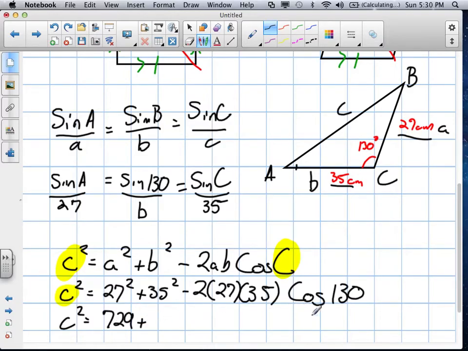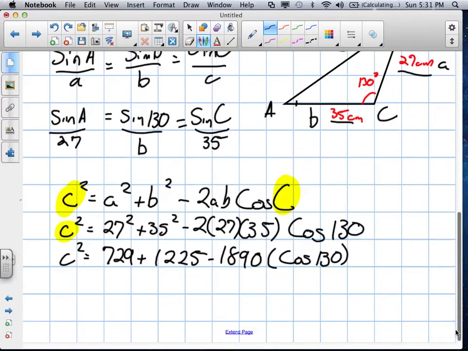What's 35 squared? 1,225. Great. Negative 2 times 27 times 35. Negative 1890. Great. And times cos 130. We'll leave that as is, I guess. We'll continue to simplify. What's 729 plus 1,225? 1954. Good.